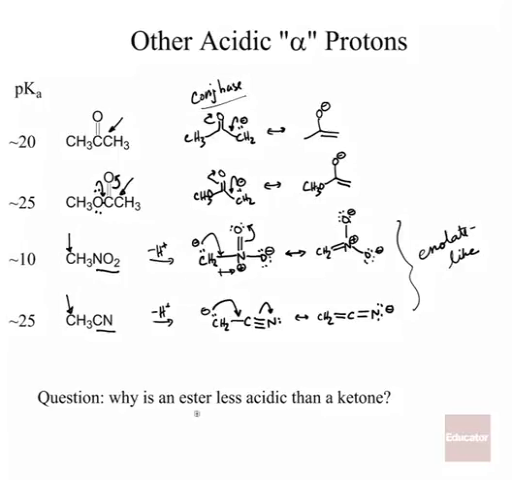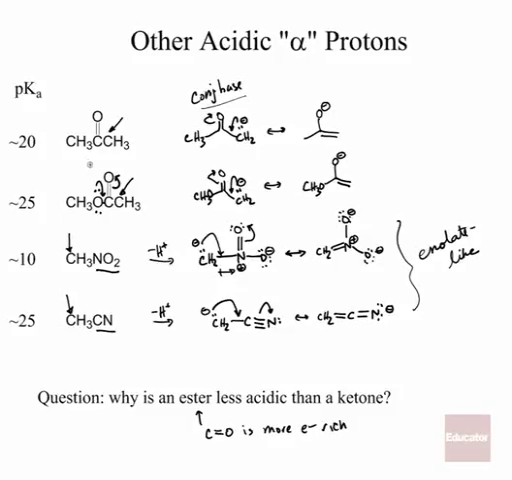So an ester carbonyl is more electron rich. That means it does not want to have this negative charge. This negative charge now has to compete with the oxygen's electron donation for this carbonyl, so there's less resonance stabilization that can go on to delocalize that negative charge. So it's because the ester carbonyl is more electron rich that it makes it a weaker acid.